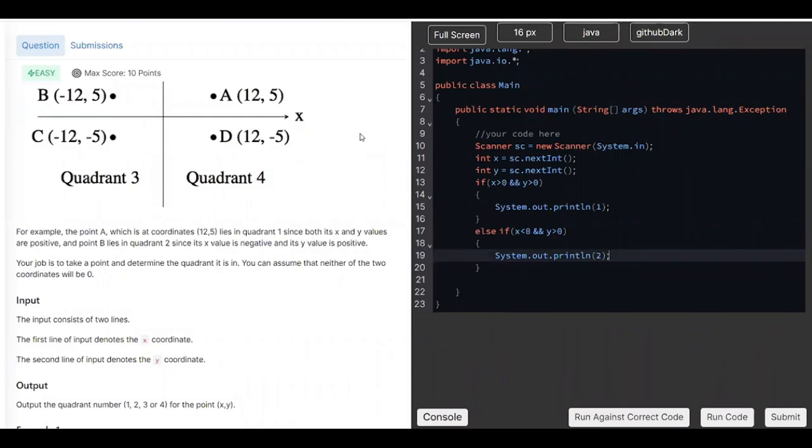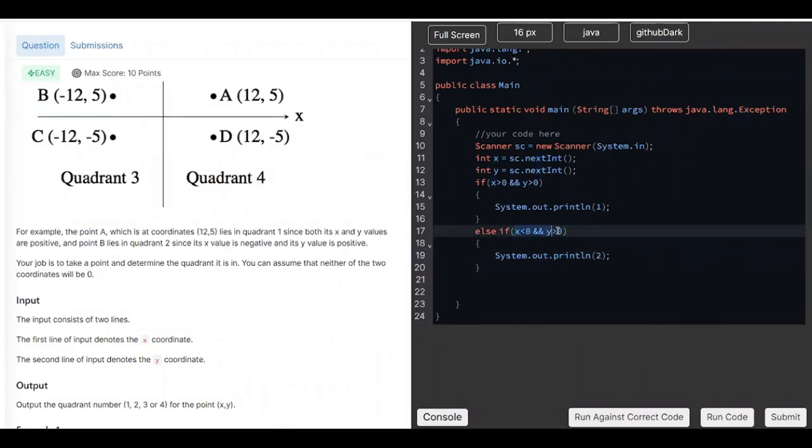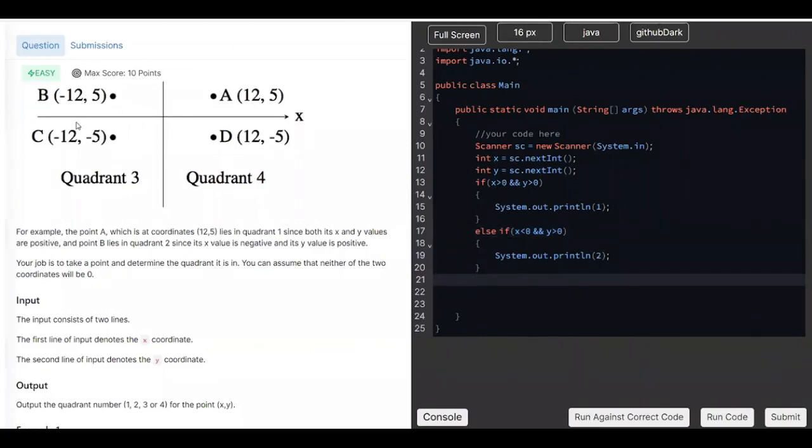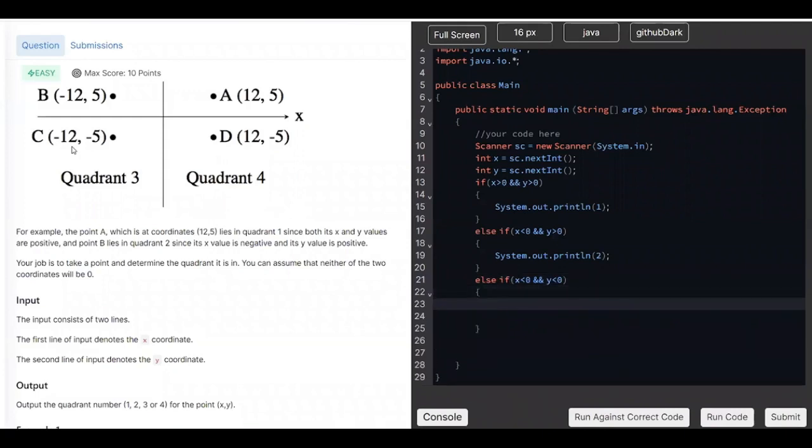Okay. Now, let's say even this condition becomes false, right? Let's say even this condition is not true. That means the point is not even in the second quadrant. So now let us check for the third quadrant. So let's have another else if. Else if x is less than 0 and y less than 0. If both the x and the y coordinates are negative, that means the point is in the third quadrant. So I will be printing System.out.println quadrant 3.